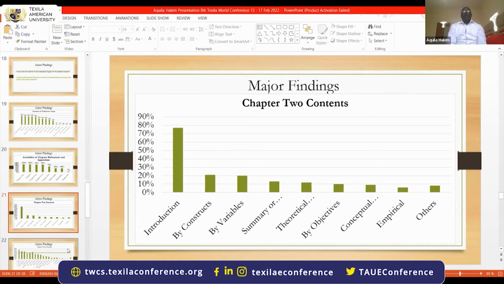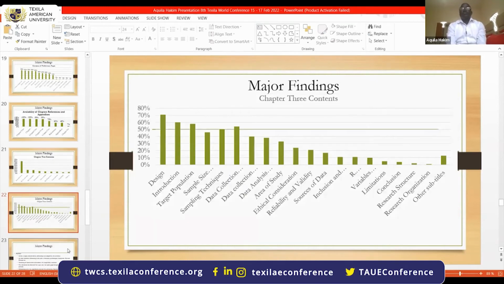Whether the content in chapter two were used by the construct or by variables or a summary or a theoretical framework or by the objective or a conceptual framework. Those are some of the subtitles that were used under chapter 2. In chapter 3, the least was research organization, but the most frequently used was the research design under chapter 3.